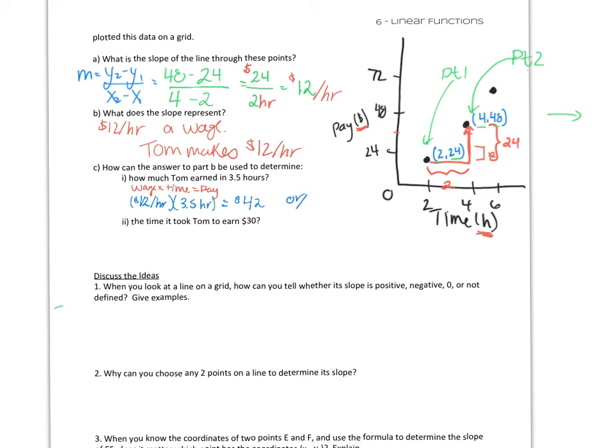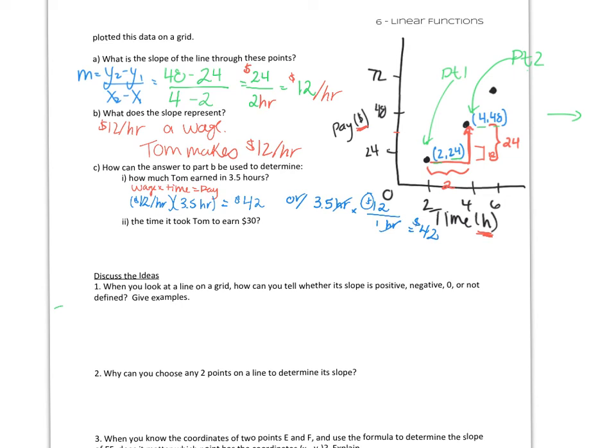Alternatively, you can use unit analysis here. So 3.5 hours was what we were starting with. To cancel hours and change it into cash money, that's $12 per 1 hour. Hours cancel, and you're left with just a value or unit of dollars. 3.5 times 12 is $42.